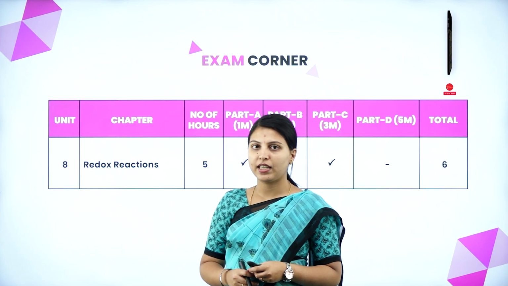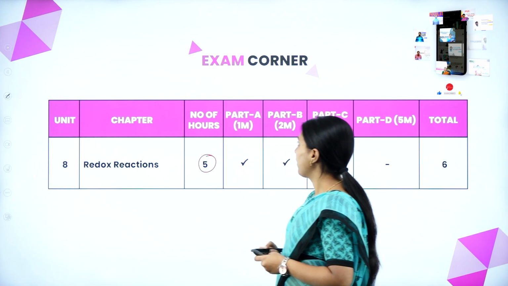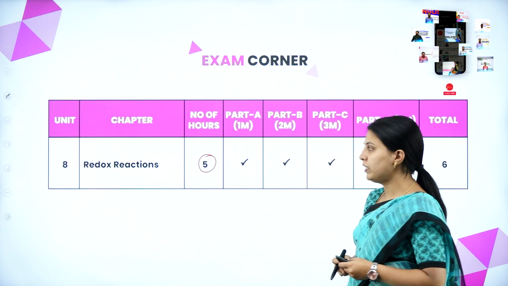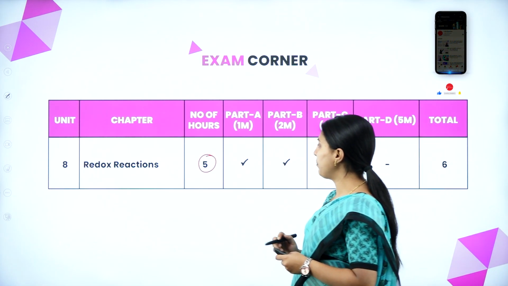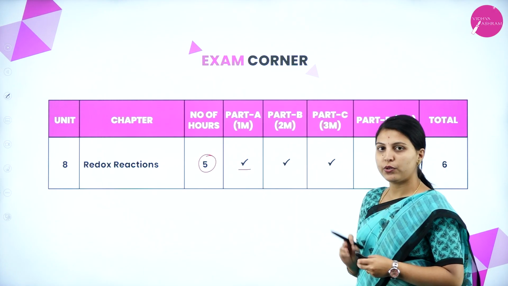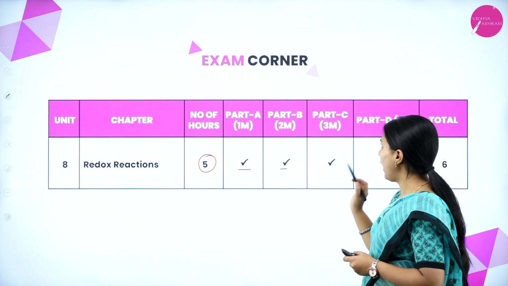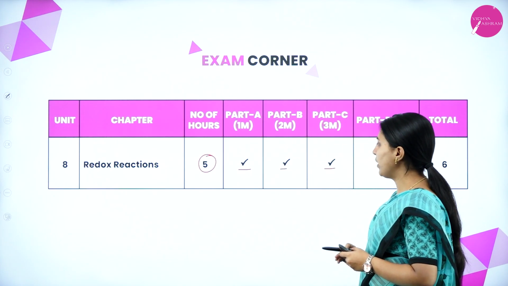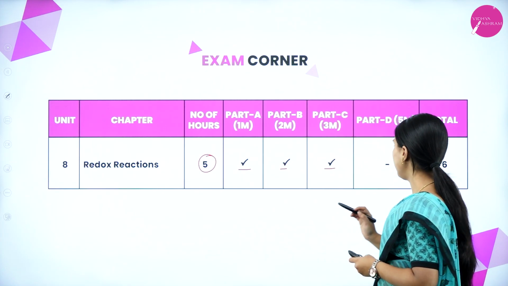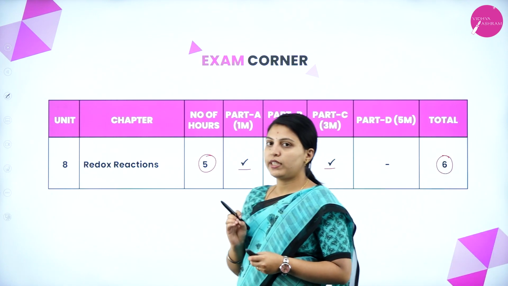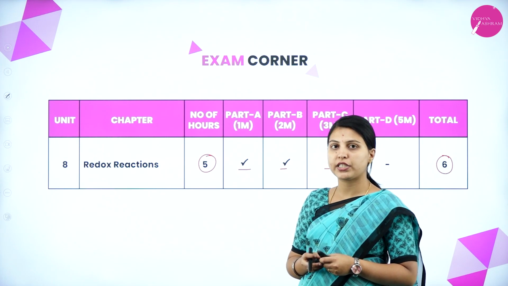First we will see the exam corner. The total number of hours required to complete this chapter is 5 hours. And you know the question paper pattern. In that, part A, part B, part C and part D will be present. In part A, 1 mark question: from this chapter, 1 question will be present. For 2 marks, there is also 1 question, and for 3 marks, there is also 1 question. Overall, the total marks allotted for this chapter is 6. This is about the exam corner, or the marks allotted for the redox reaction chapter.